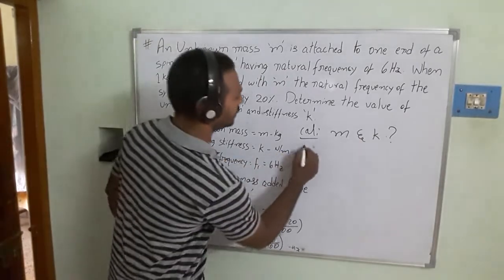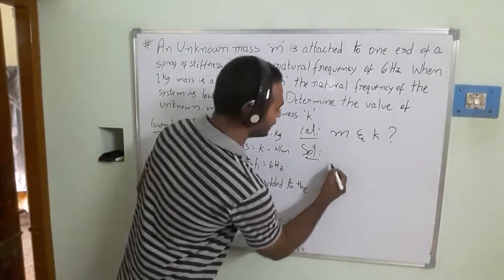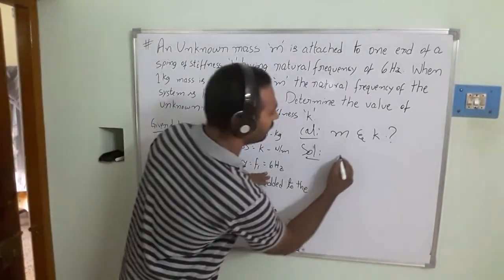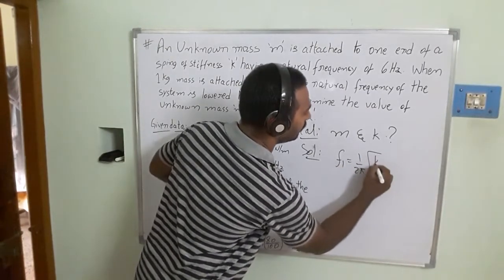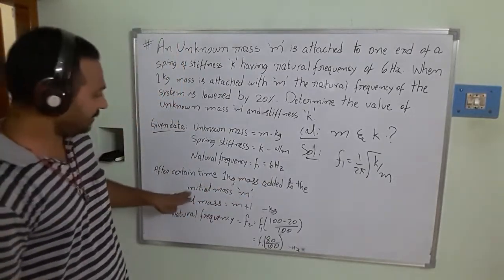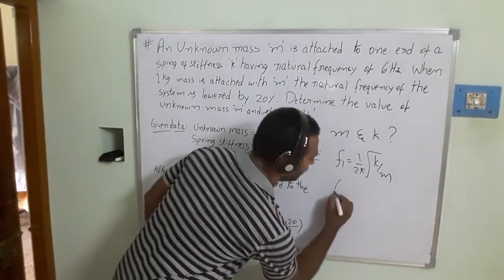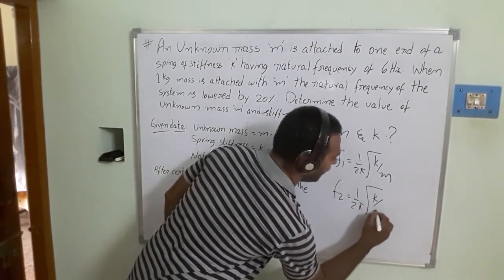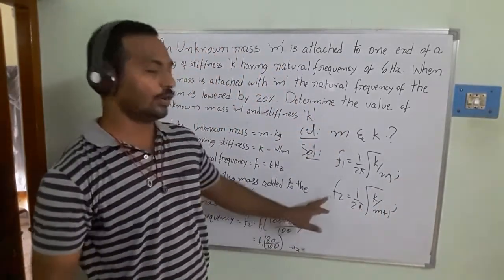And this is going to be the solution. How are we going to solve it? As we know, the natural frequency f1 is equal to 1 by 2 pi square root of k by m. Similarly, for the second mass, the 1 kg of mass we added after a certain time, f2 is equal to 1 by 2 pi square root of k by (m plus 1).